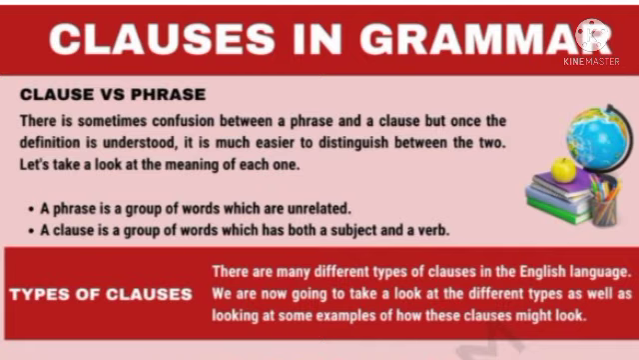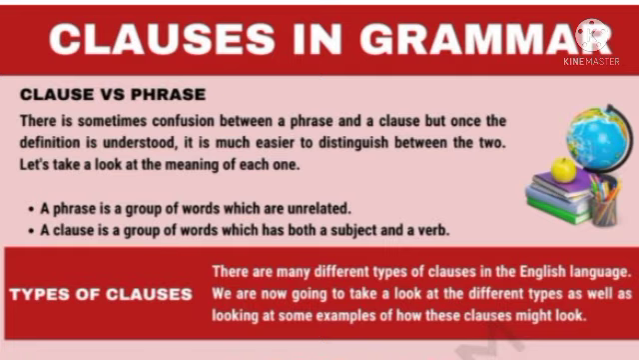So, what is a phrase? A phrase is a group of words which are unrelated. And what is a clause? A clause is a group of words which has both a subject and verb. So, a clause is a group of words which have subject and verb.